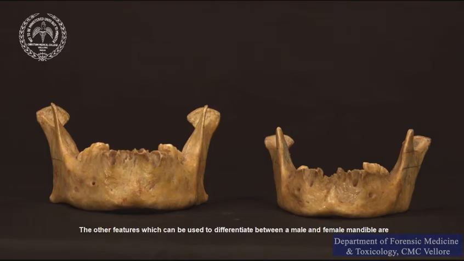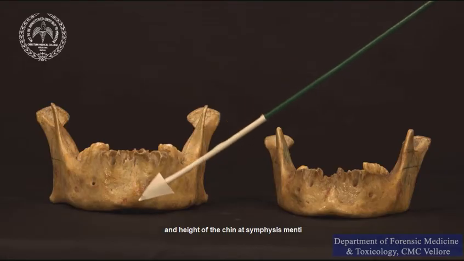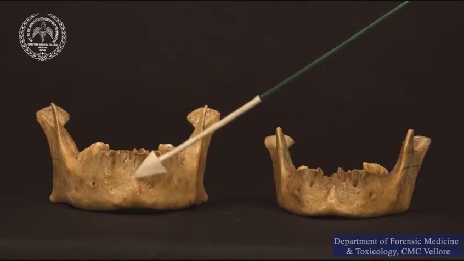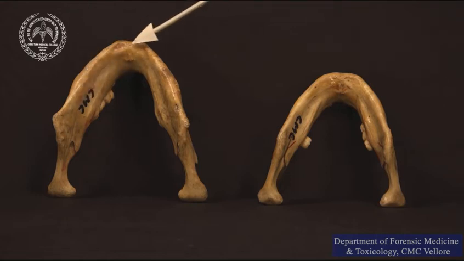The other features which can be used to differentiate between a male and female mandible are the height of the chin at the symphysis menti and the outline of the chin.